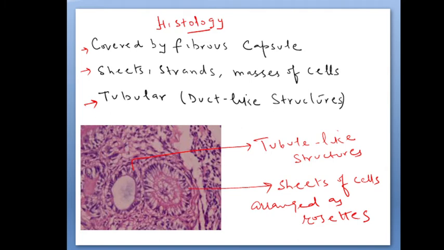Now, histopathological features. Number one, it's covered by a fibrous capsule. Number two, there are sheets, strands, and masses of cells arranged as rosettes. Number three, there are tubular duct-like structures surrounded by cuboidal cells which can have reversely polarized nuclei. Number four, the stroma consists of collagen bundles and fibroblasts.